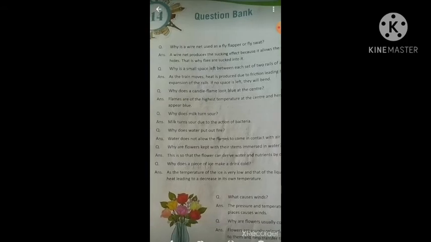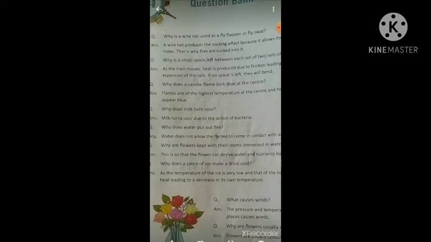Next one, why does milk turn sour? Why does milk turn sour? Because milk turns sour due to the action of bacteria. Bacteria works on it. That's why milk turns sour. And we like to drink that milk, right? That milk curd, right?